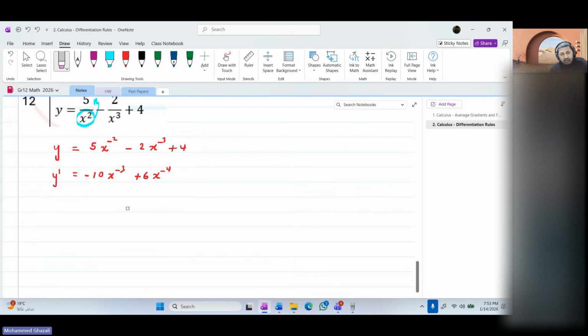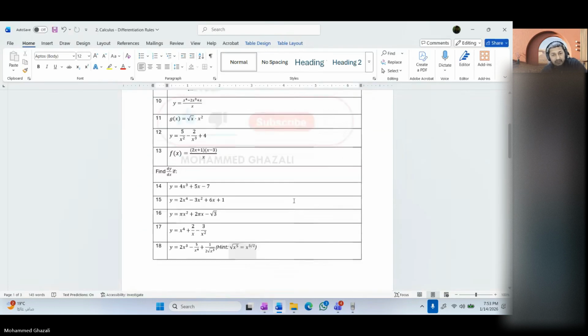Now, remember to write your answer in positive exponent form, which is negative 10 over x cubed plus 6 over x to the power 4. Excellent. Are we good, guys? Arnav, we good? Yes.